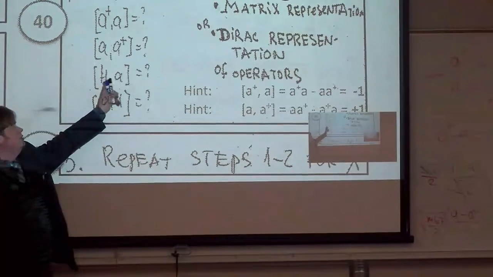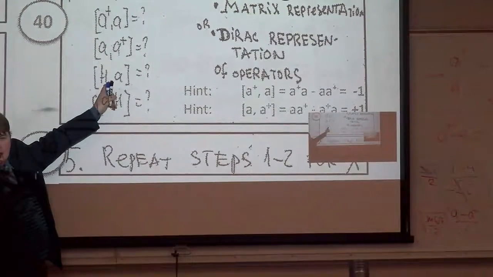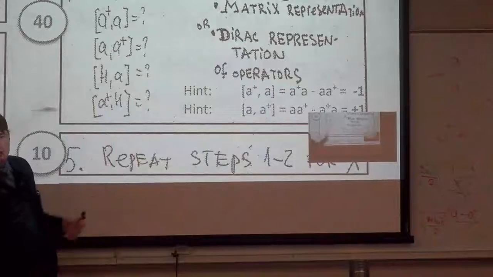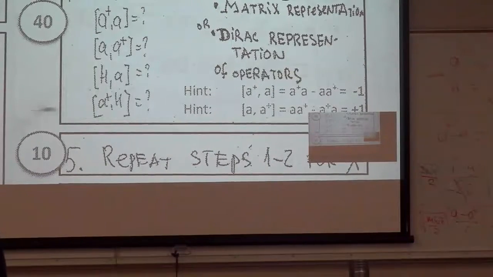Do you feel comfortable with commuting annihilation and creation operators with the Hamiltonian? Do you need any instructions, or are you fine?